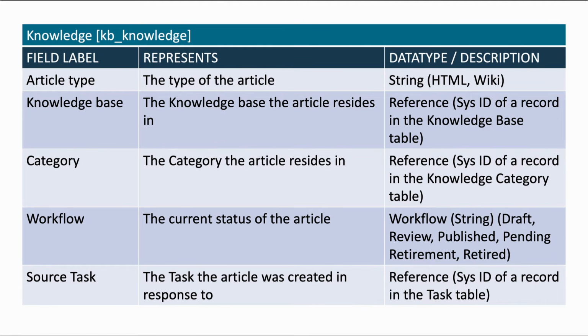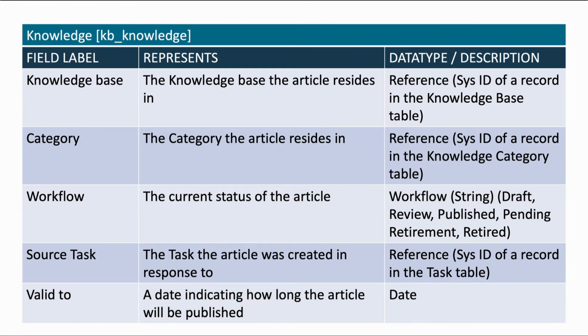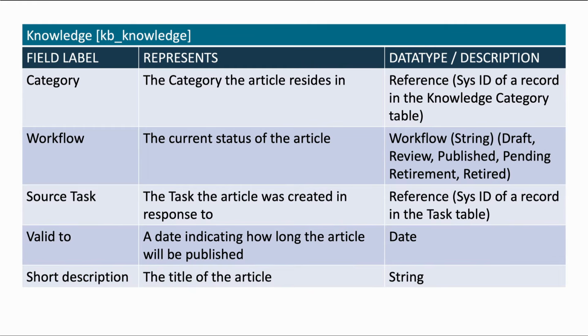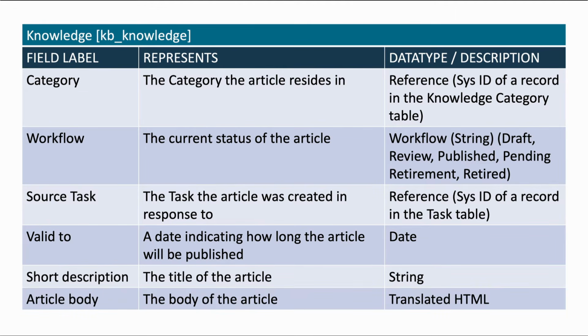There's a source task field that the platform will use if the article is created in response to some trouble or problem or incident or task like that. It's essentially a reference to the task that the article was created in response to. It doesn't have to be there, but it can be. The valid to field is a date field specifying how long the article should be considered as valid, if you want to do that. The short description, now that's the title of the article. And then there's the actual article body field, which stores the article content.